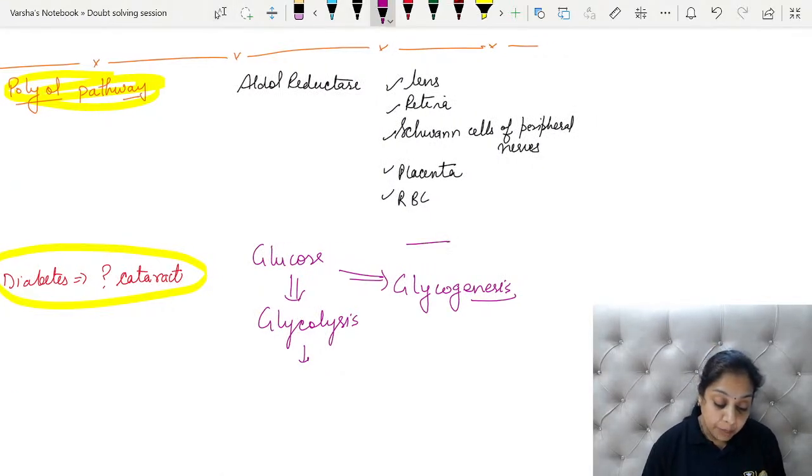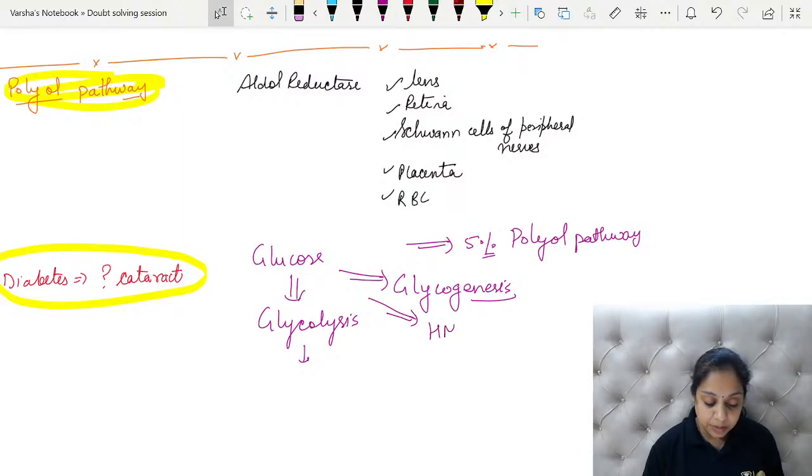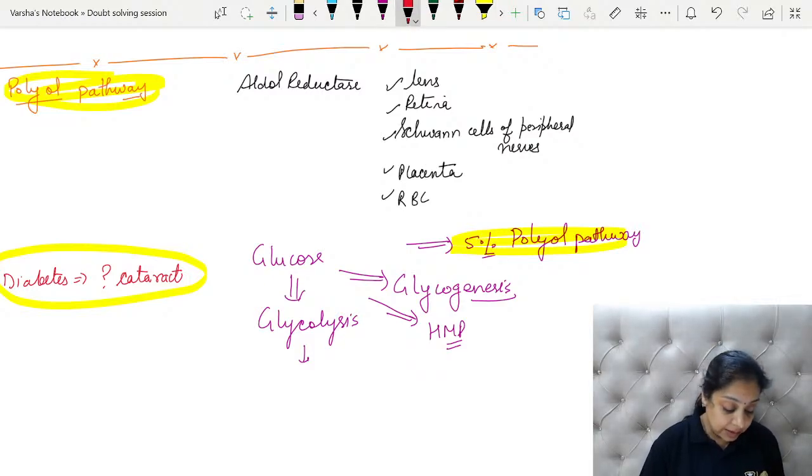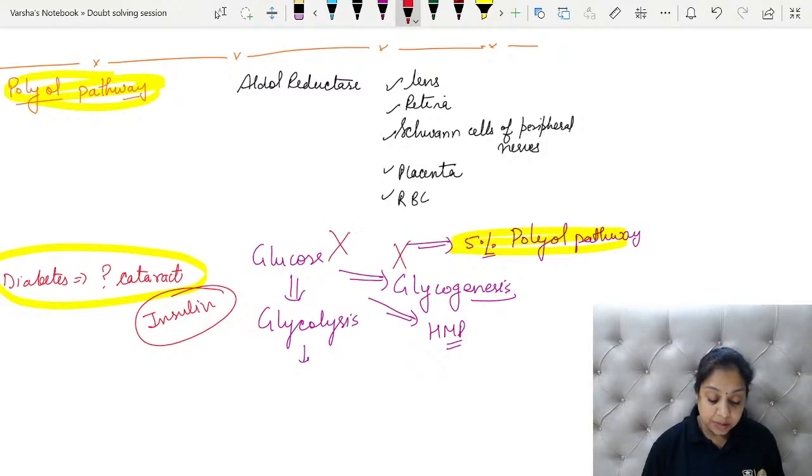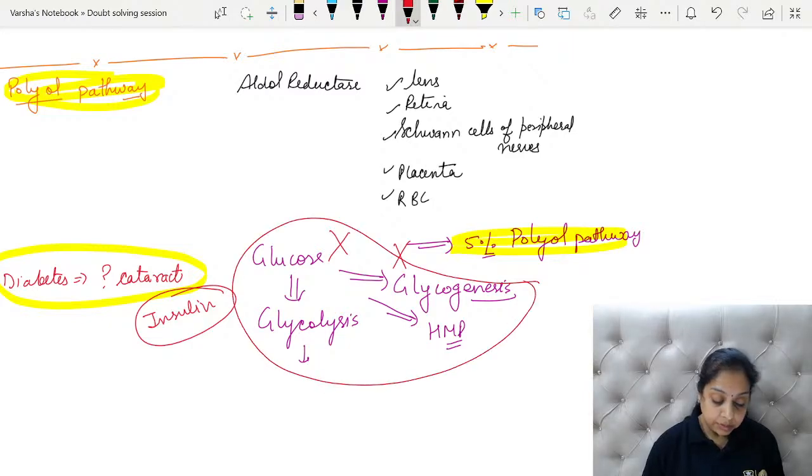What else happens? A part of it, approximately 5% of this glucose undergoes polyol pathway. There is another major thing that is happening, HMP shunt also, right? But a very, very tiny amount undergoes the polyol pathway. That is when we are in the normal state. कोई diabetes नहीं है, कोई कुछ नहीं है. But what we know in the diabetic patient, since insulin release is hampered, right? Insulin release hampered होगा, so these major pathways will all be blocked. We have high level of glucose in the body.